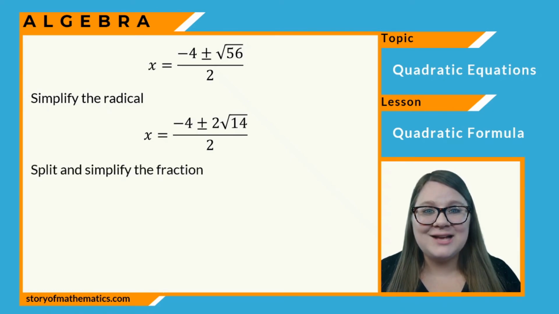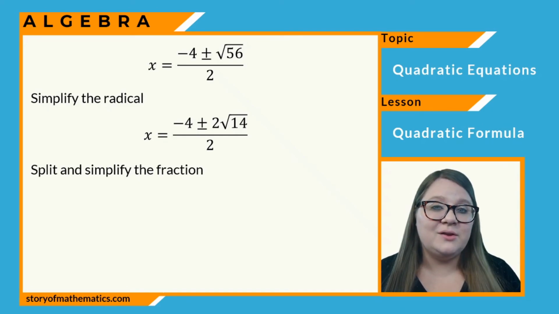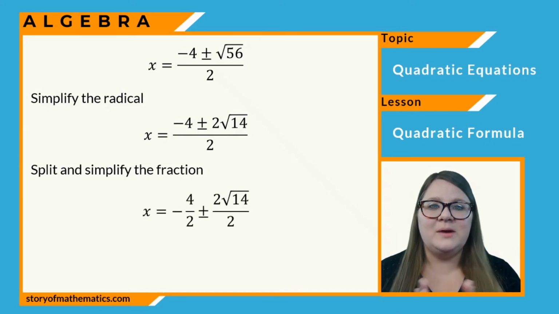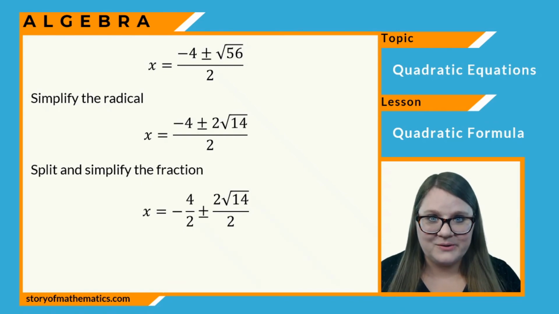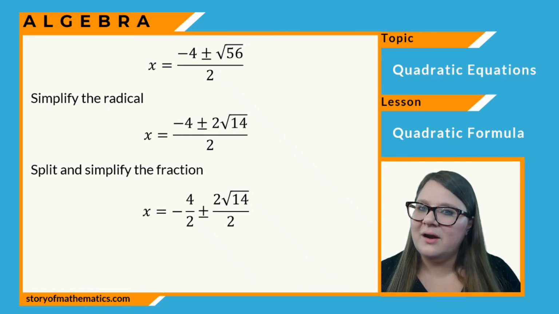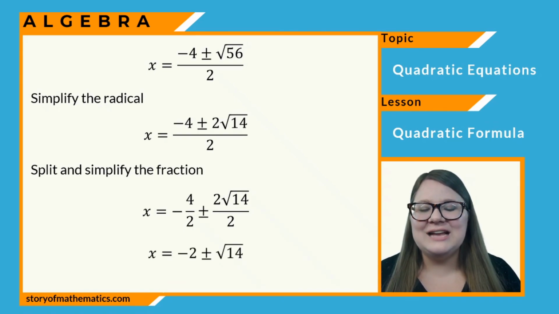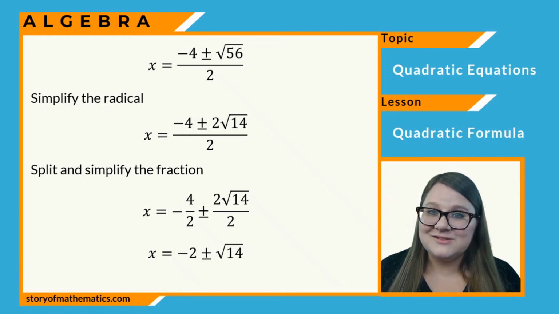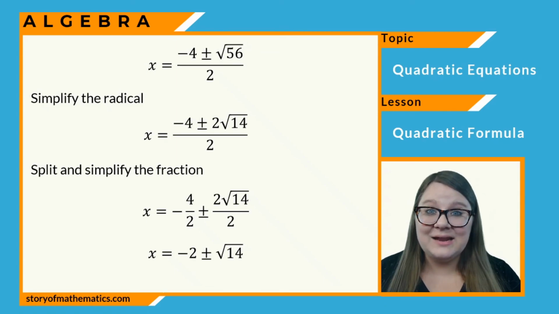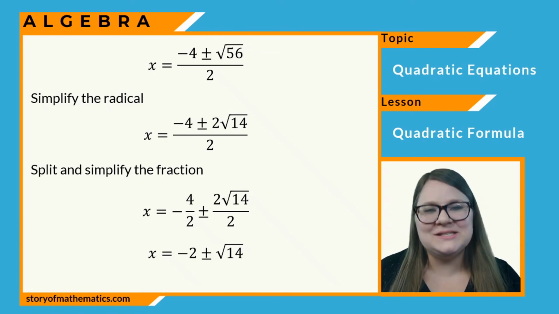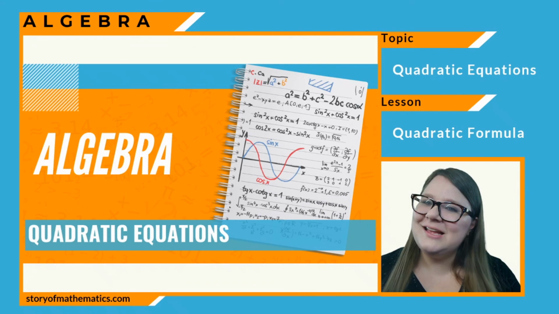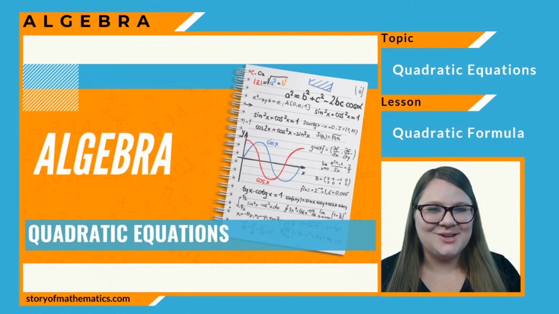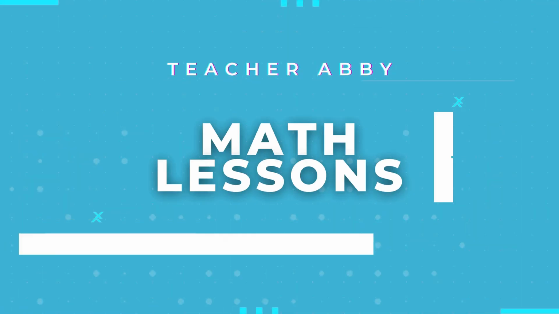So when I say split the fraction, I mean I'm going to take each term in the numerator and divide it by 2. I'm going to do the division by 2 for both terms. Now negative 4 over 2 is negative 2, and 2 root 14 over 2 is root 14. So my final answer here is x equals negative 2 plus or minus the square root of 14. And that is how you use the quadratic formula to solve quadratic equations.